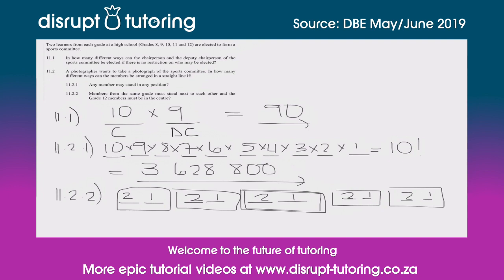Right, and then we need to see the possible ways that we can move these guys around. Now remember, your matrics or your grade 12s need to be in the center. So if we look at it that way, there's only 4 blocks that we can shift around. 4 of them can be in that position. 3 of them could be in that position. 2 of them in that position. And then finally 1 that is left will be in that position.